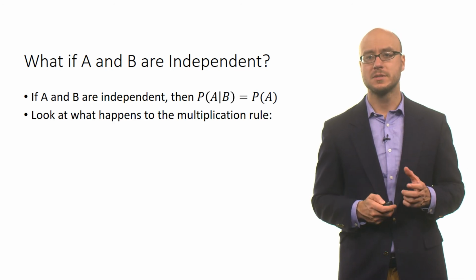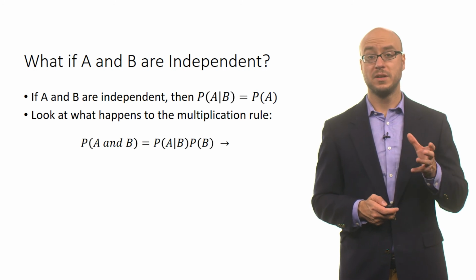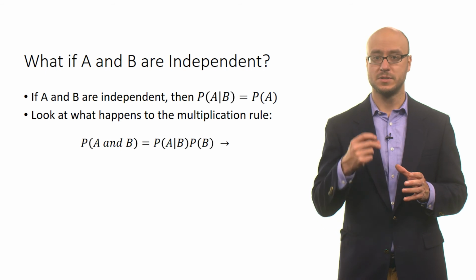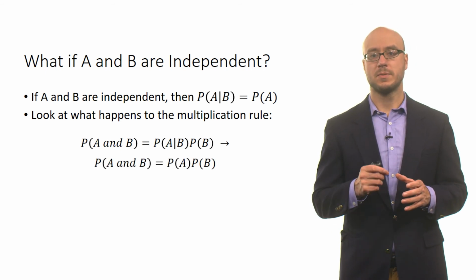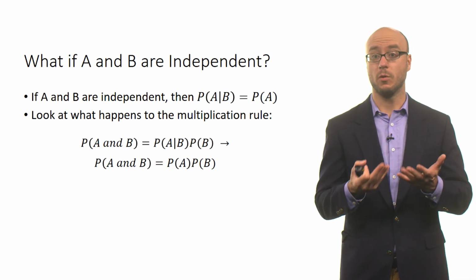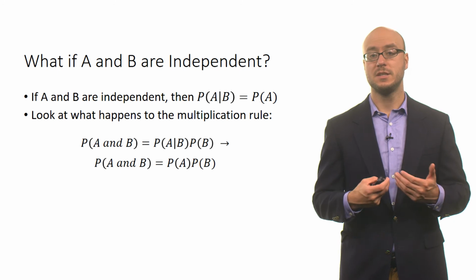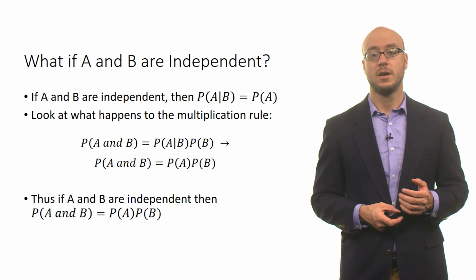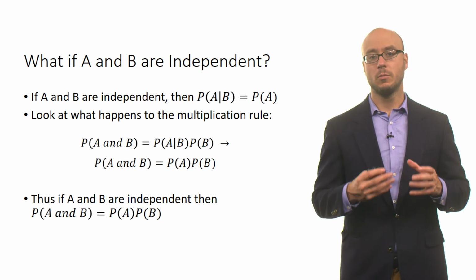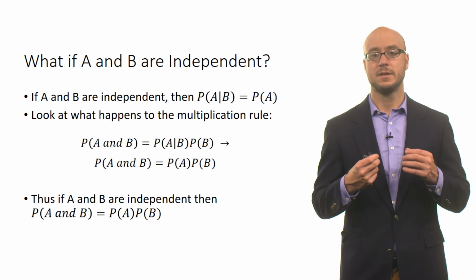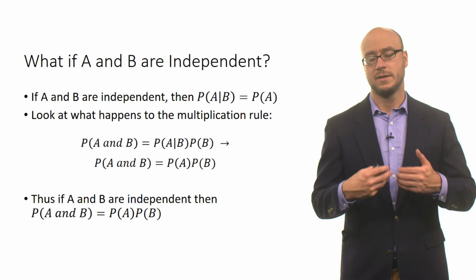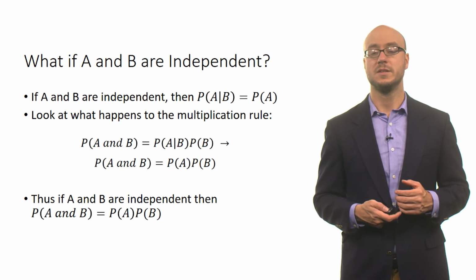So let's look at what happens to this multiplication rule. The probability of A and B, as we know from the multiplication rule, equals the probability of A given B times the probability of B. But since the probability of A given B equals the probability of A, since A and B we know are independent in this case, then we can just multiply these two overall unconditional probabilities together to find that joint probability. So in a way, you can see that this idea that independent events multiply together to equal certain joint probabilities is really just another way of expressing this multiplication rule.